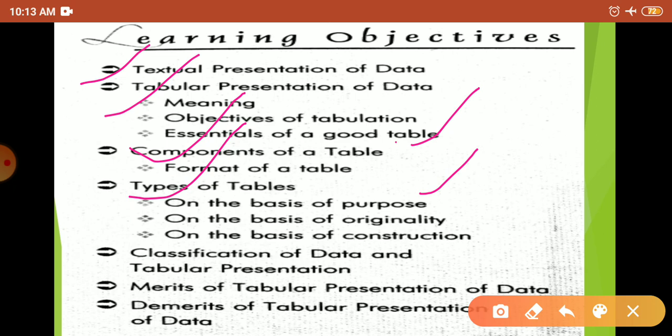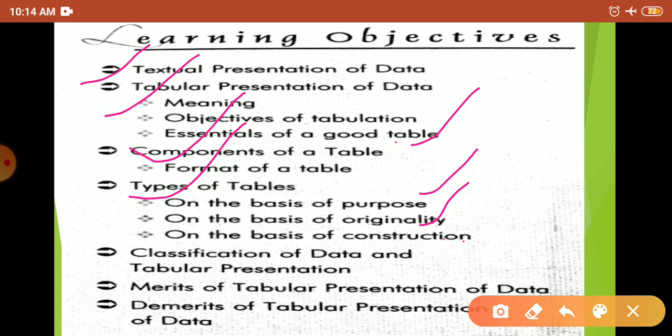Now a specific purpose table is related to a particular purpose, like your class timetable, or whatever timetable you follow at home. On the basis of originality there are two types of data: original and derived. Original, when data are represented as it has been collected, with no change. Derived means first of all we change it into percentage or ratio, then we write it. This is known as derived.